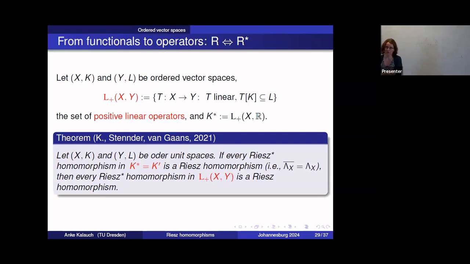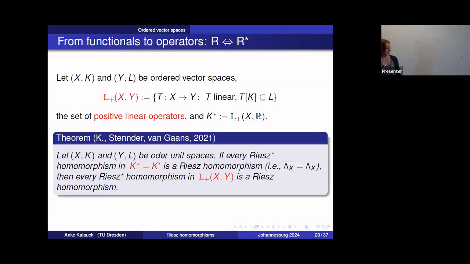So now I would like to talk a bit about why it is enough to just consider these functionals. At the end, we want to have the relations between the operators. So arbitrary operators from one ordered space to another one. And there, again, we look at the cone of positive operators. So operators which map the cone of the first space into the cone of the second, these are called positive. And the K star is just the L plus of the range R of the standard order.